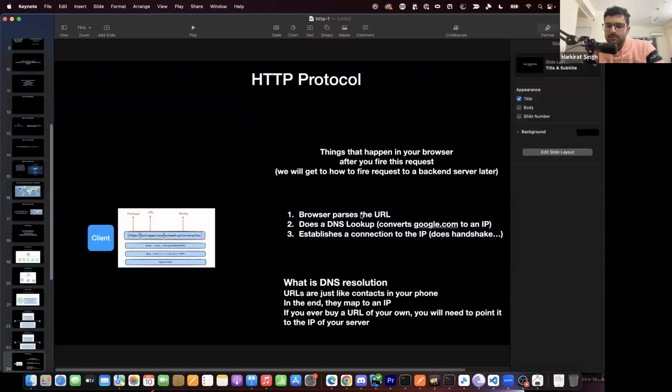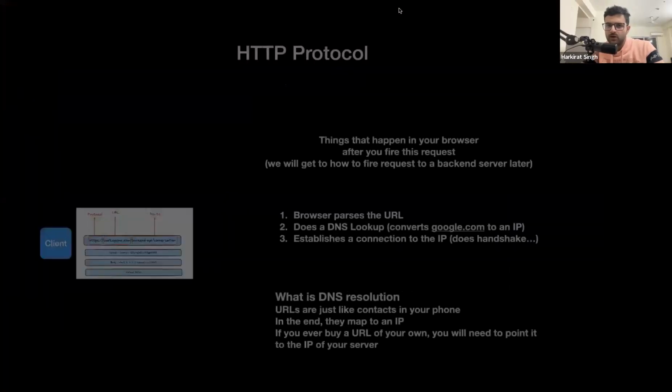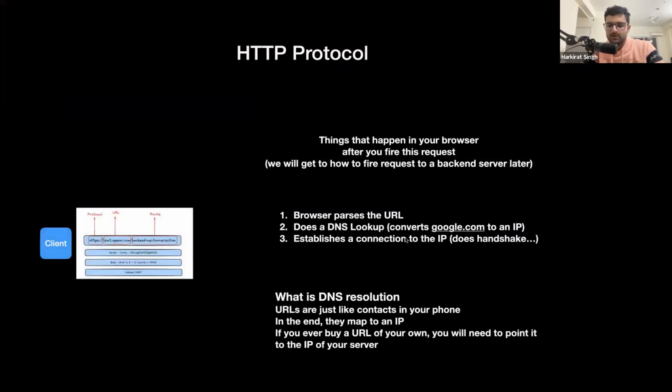Number one, the browser is parsing the URL. The first thing it is doing is figuring out where you are sending the request. Is it google.com? Is it chat.openai.com? Finding that out, it does a DNS lookup. Some of you might know this, some might not. DNS lookup basically is, we go to google.com, but under the hood, where the request actually goes out is an IP. Some of you might have heard of this thing called an IP address.